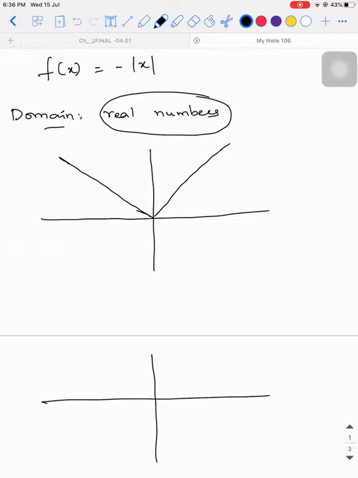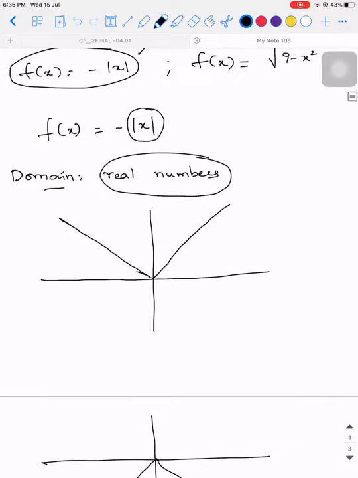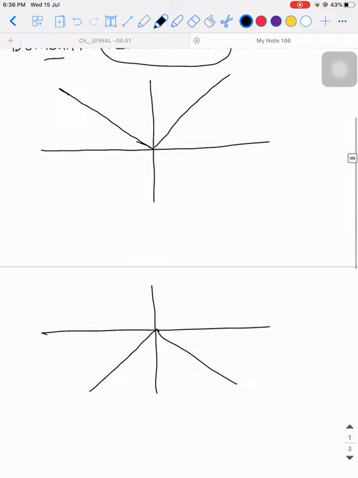For f of x is equal to minus mod x, the graph will still be a V shape, but in the third and fourth quadrant. Why? Because mod x will always give you what value? Positive value. When a positive value is multiplied with a negative value, what will happen? We'll get a negative value, where all y is negative, in the third and fourth quadrant. That is why the graph will be like this.